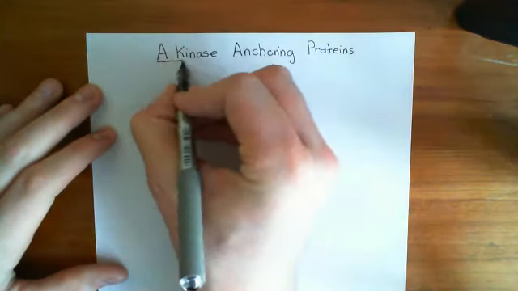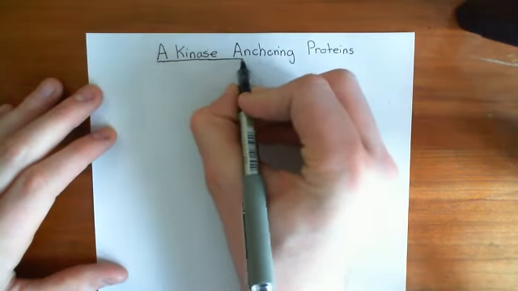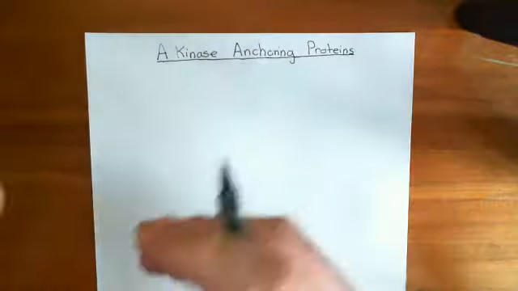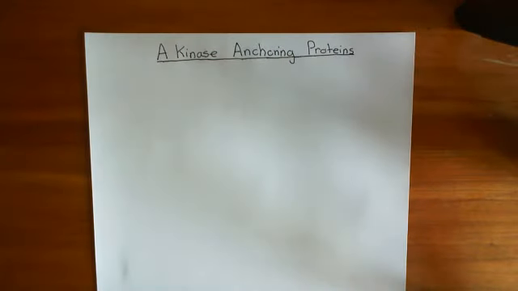So protein kinase A1 is basically protein kinase that is free within the cytoplasm of cells, whereas protein kinase A2 is not free. It's anchored somewhere by an A kinase anchoring protein.